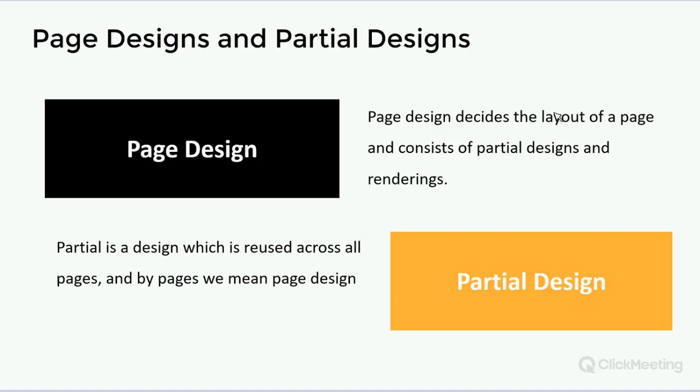And it consists of the partials, and it can also have renderings, which are content which is dragged and dropped from the toolbox. A partial, on the other hand, is something similar to the page design, but a partial design is part of the page design, and the content which is on it is reused across all the pages. But of course, with branching, you can also make it page specific.